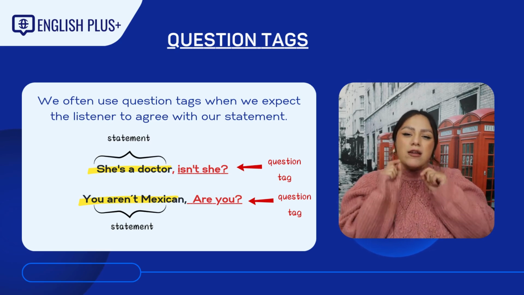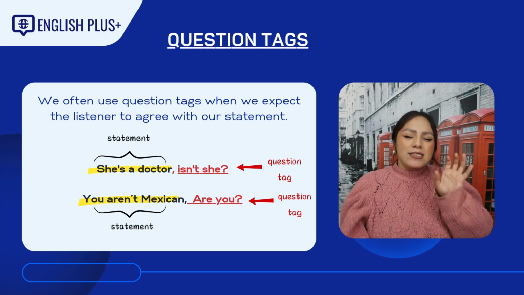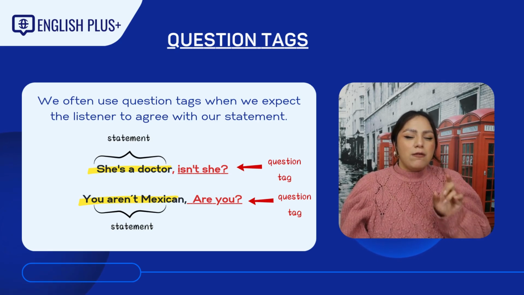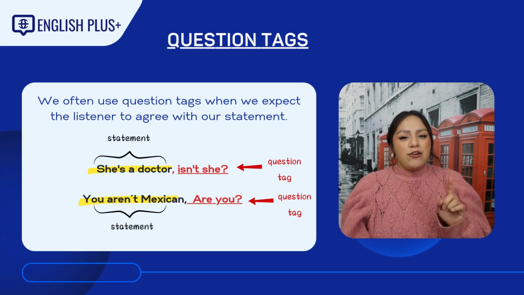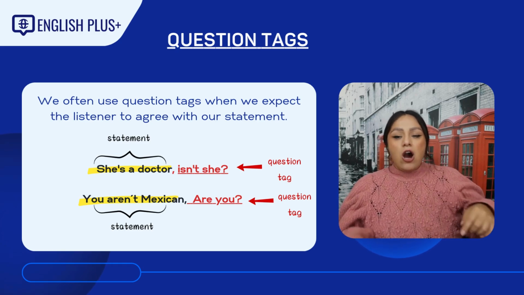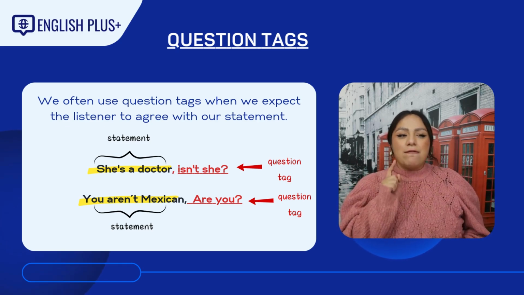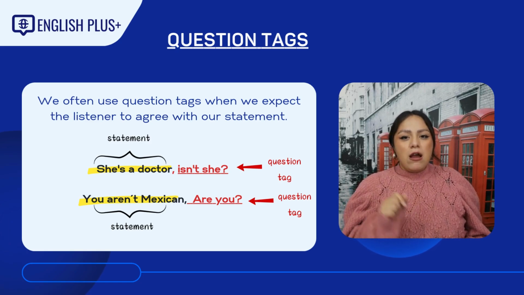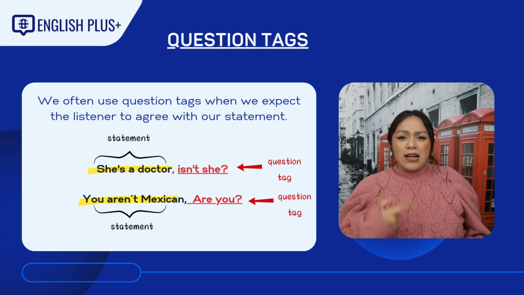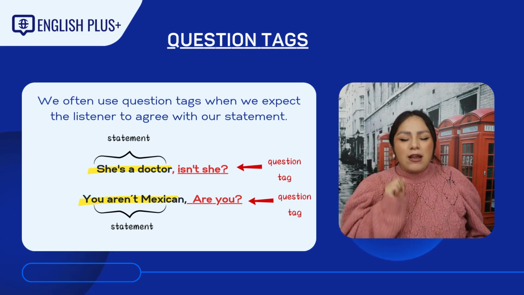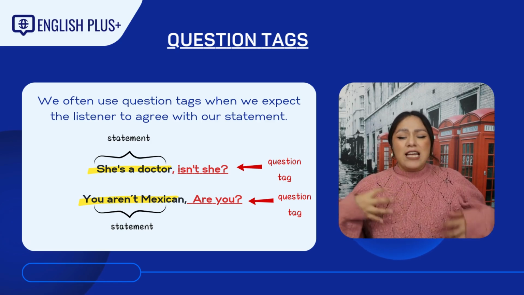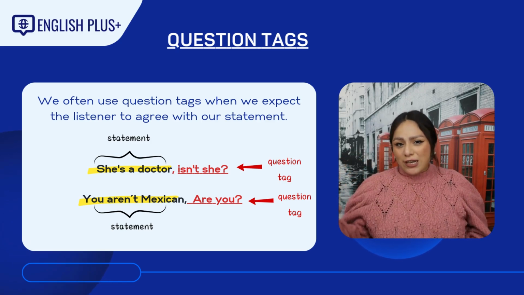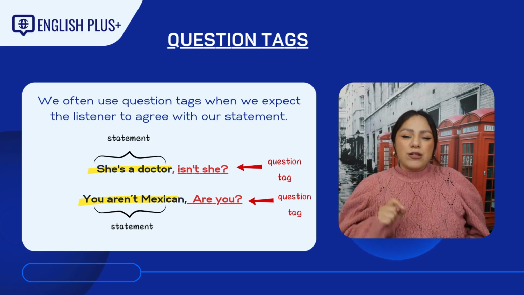Look carefully. If my statement is positive, my question tag is going to be in negative. On the other hand, if my statement is negative, I'm going to express the question tag in positive. But be careful because depending on the tense or the auxiliary that I am using, the question tag will be expressed with the same auxiliary.